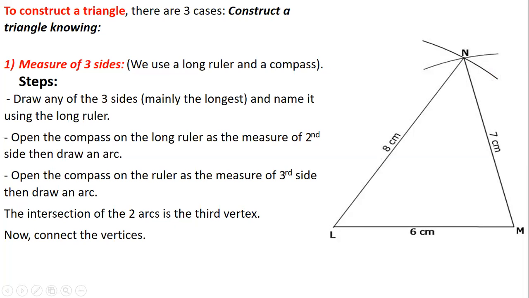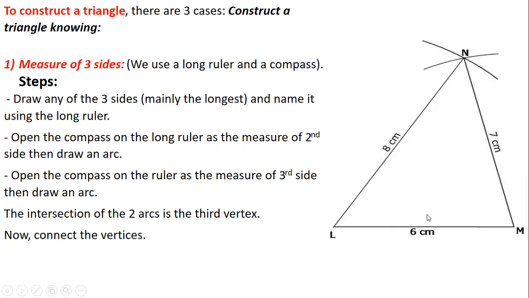We draw side ML, for example. So I draw side ML, which is 6 centimeter, using the long ruler. Now I bring the compass, and on the long ruler, I open the compass 8 centimeter as NL. I put the center at L and I draw an arc. Also, I open the compass as the measure of MN, which is 7 centimeter. I put the center at M and I draw another arc. Where the two arcs intersect is the third vertex. I simply join this vertex with the other two vertices and I get the triangle.